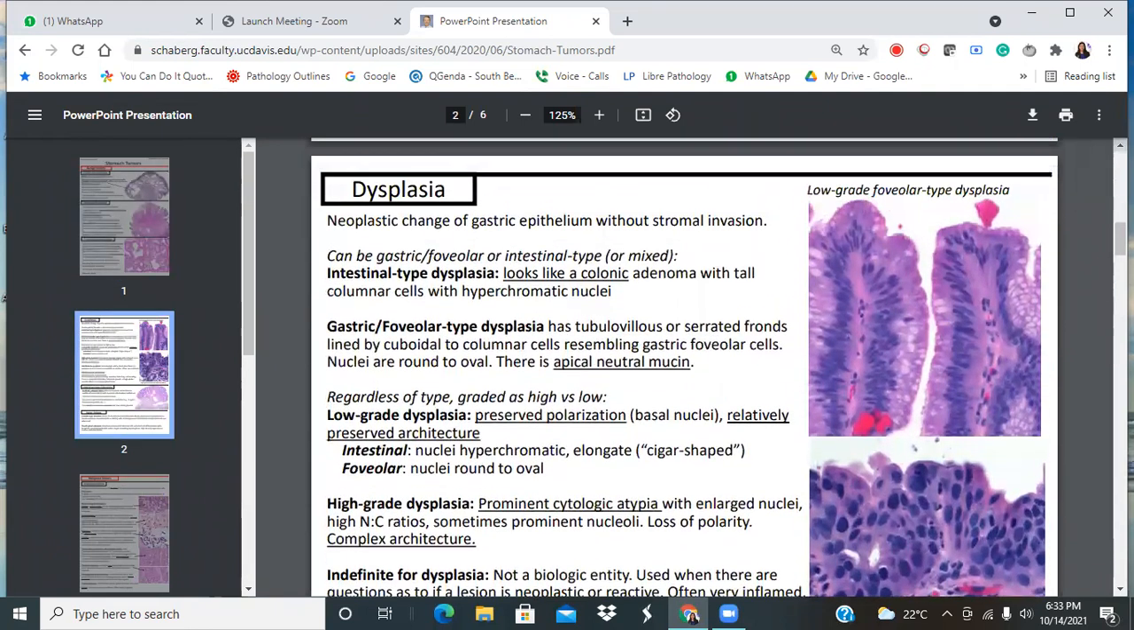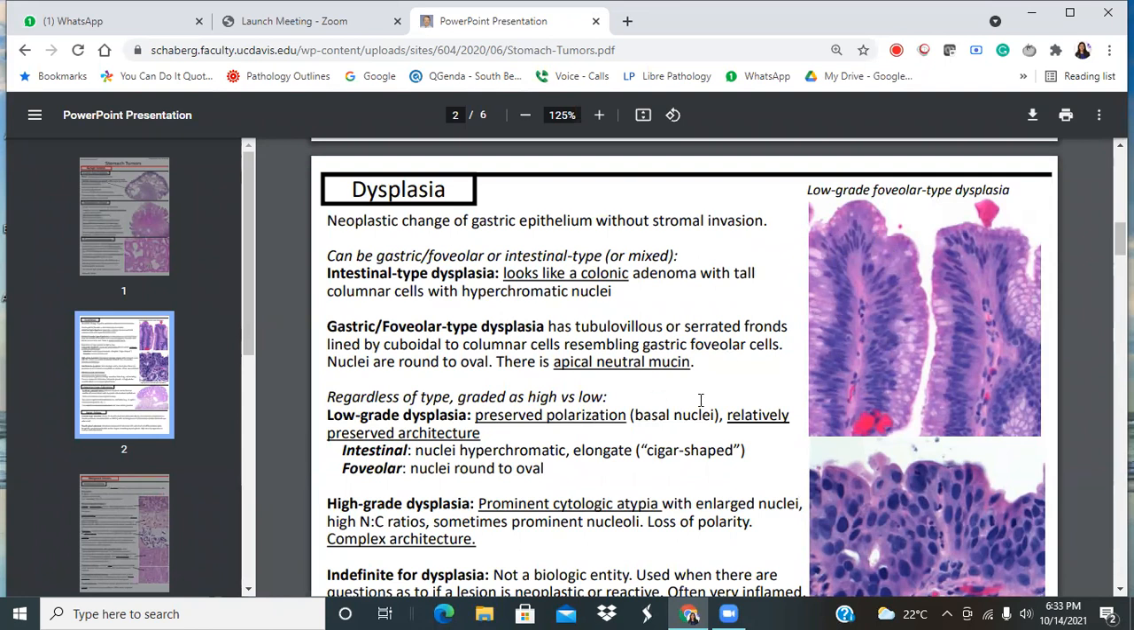Dysplasia. So, low-grade foveolar type. It could be neoplastic change of the gastric epithelium without stromal invasion, and can be gastric or foveolar type, or intestinal type, or mixed. So intestinal type will look like colonic adenoma with tall columnar cells with hyperchromatic nuclei. And gastric foveolar type has tubulovillous or serrated forms lined by cuboidal to columnar cells resembling gastric foveolar cells. Nuclei are round to oval. There is apical neutral mucin.